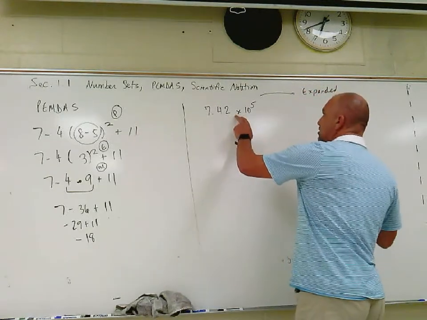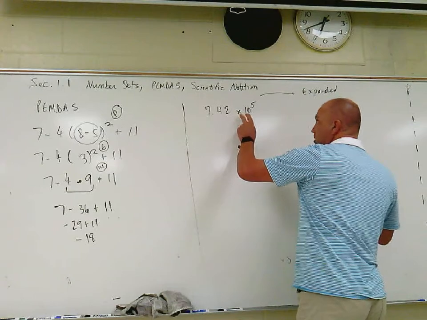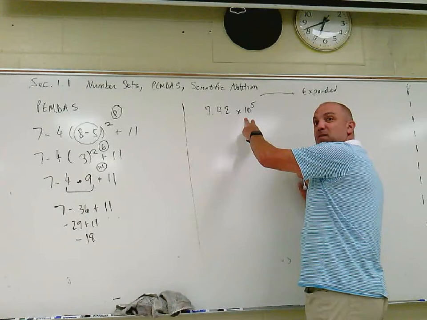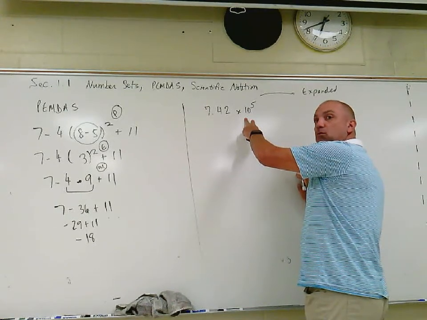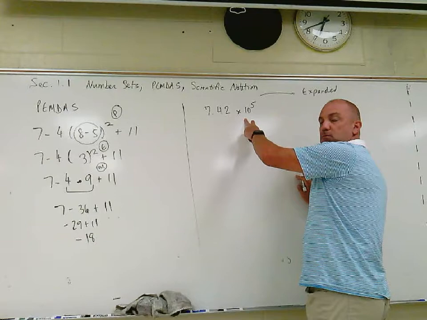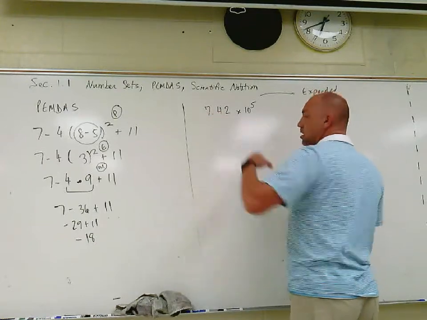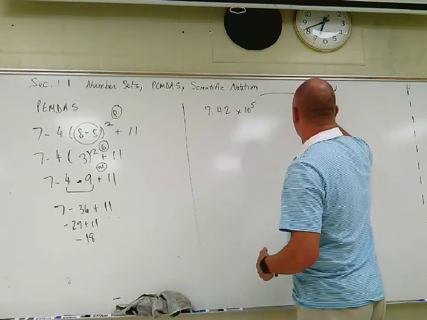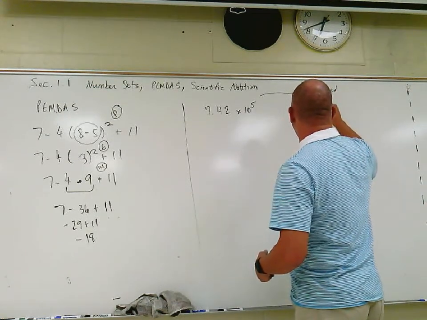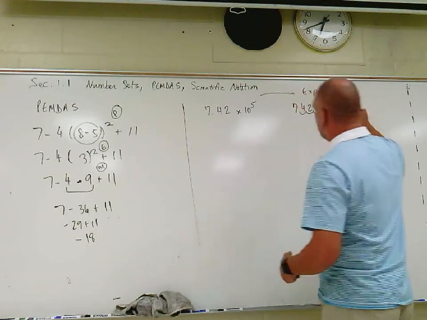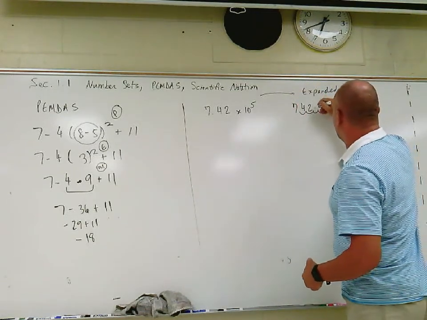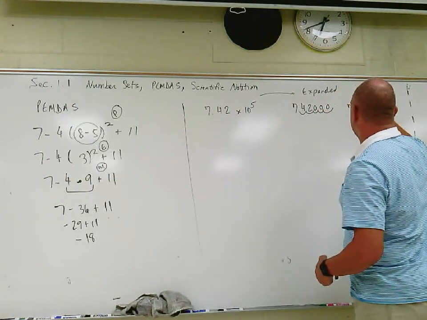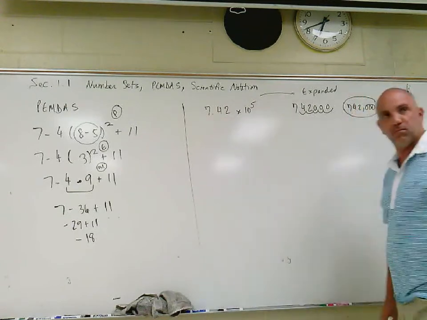So what this means is that if I have 7.42 times 10 to the 5th, that means times, what would 10 to the 5th be? That would be 5 zeros. So that's 100,000. So it means do 7.42 times 100,000. Well, I don't want to try to do that in my head. So basically the rule is if you just take the decimal point and move it 5 places to the right, that's what your number is going to be. So I'll put zeros there and I get 742,000. That's the expanded form.